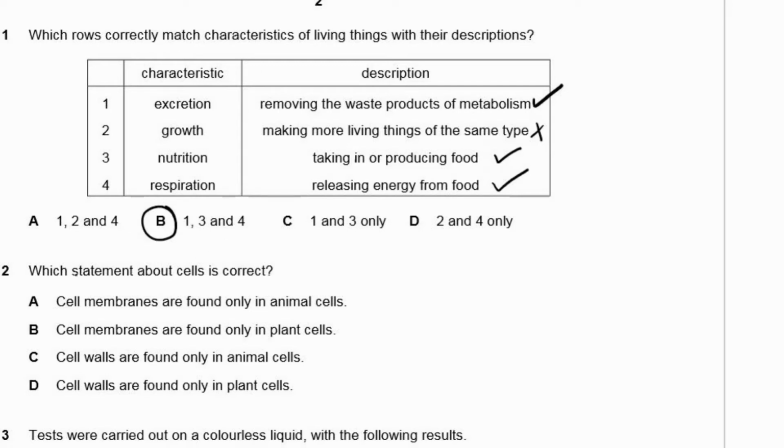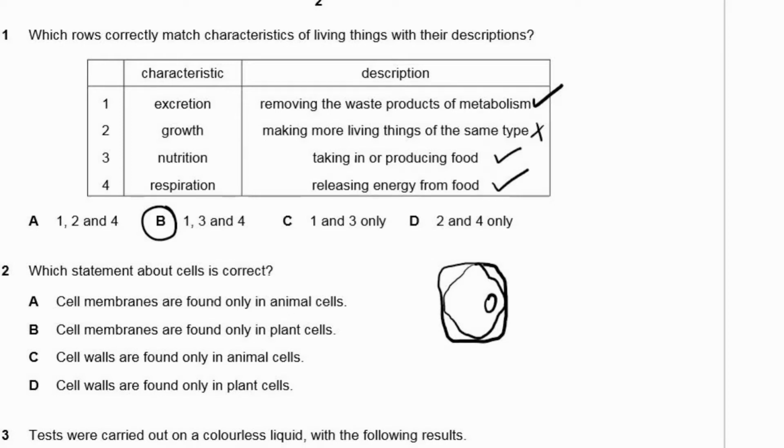Question 2. Which statement about cells is correct? When we talk about cells, remember there's cell walls and cell membranes. And remember, if you've ever done the onion experiment, where you put an onion cell into salt water or sugar water, you'll notice that over time you get plasmolysis. You get a little shape like that. You have your nucleus there, and this is a cell membrane coming away from the cell wall. So that's in a plant. So plant cells have cell membranes.